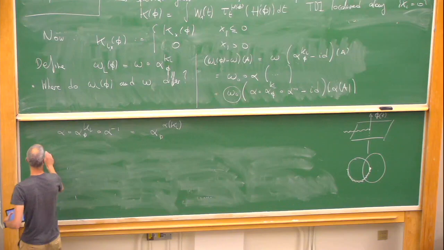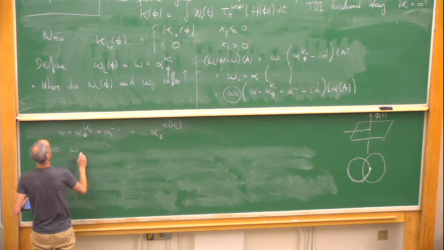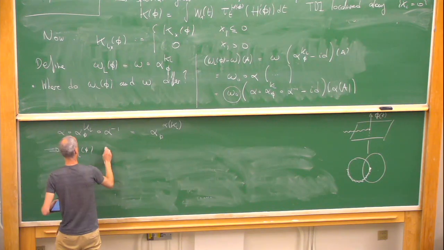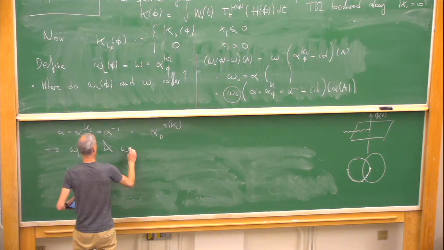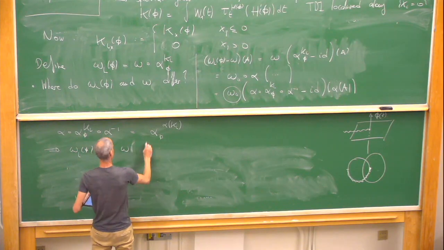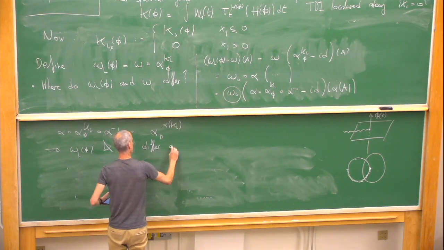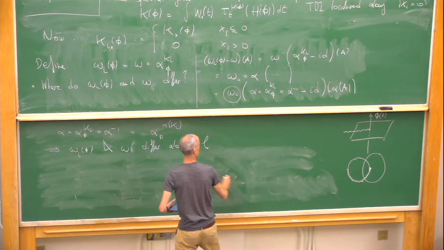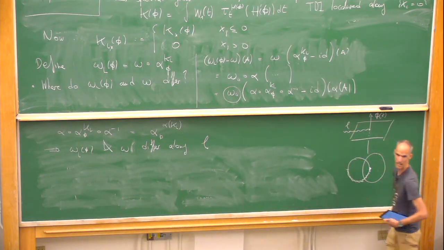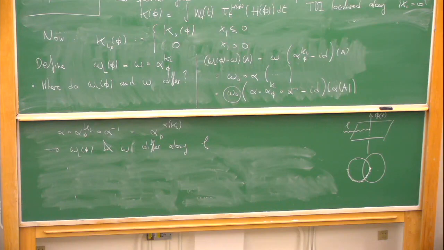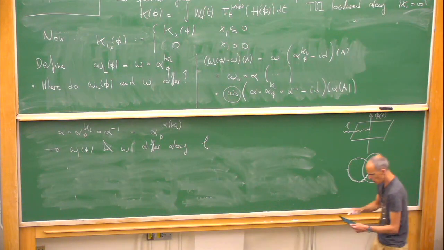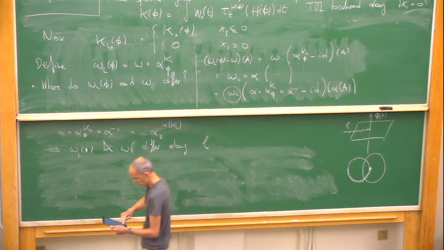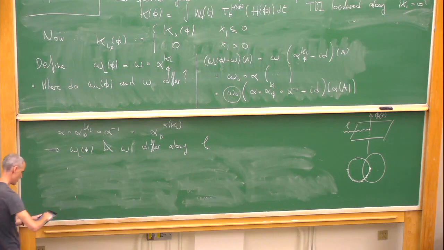So, conclusion: omega_L phi and omega differ along, and I will give it the name L, where this here is L. Okay, good. How do I want to continue?